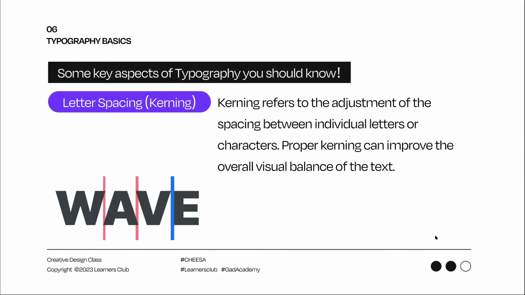Another key aspect we are looking at is letter spacing or kerning. Just as the name implies, it is the spacing between two letters. For example, the word wave here, you can see there's a line telling us the space between the W, the A, the V, and then the E. They are different. There are spaces between them, and these spaces are what we call kerning between the individual letters in a type or a block of text.